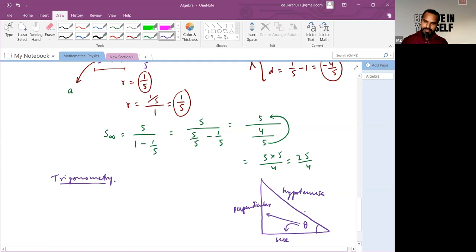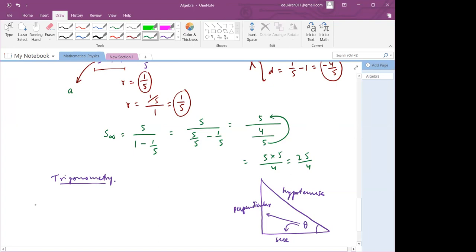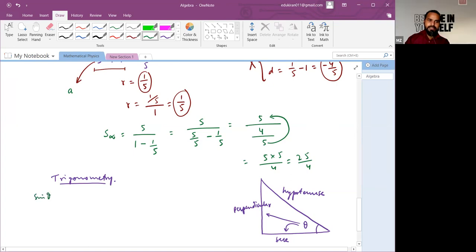On the basis of these three sides and this particular angle, trigonometry defines the relationship between the angle and the corresponding sides. To define that relationship, we have 6 different trigonometric ratios. First are sine theta, cos theta, and tan theta. And the reciprocals of these would be cosec theta, sec theta, and cot theta.